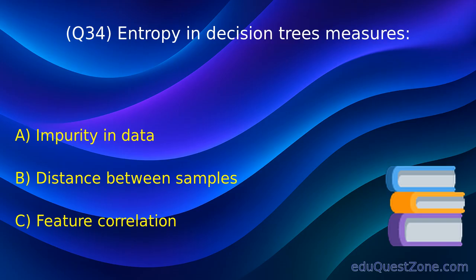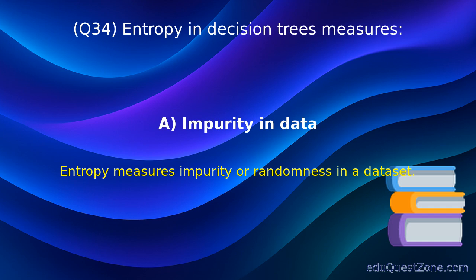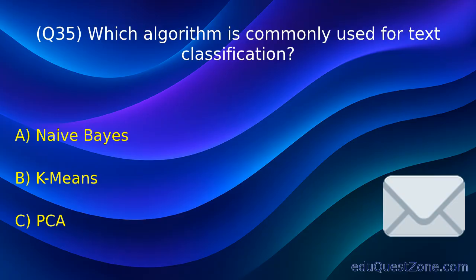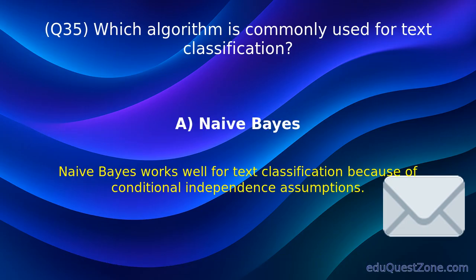Question 34. Entropy in decision trees measures. Option A. Impurity in data. Entropy measures impurity or randomness. Question 35. Which algorithm is commonly used for text classification? Option A. Naive Bayes. Naive Bayes performs well in text classification tasks.